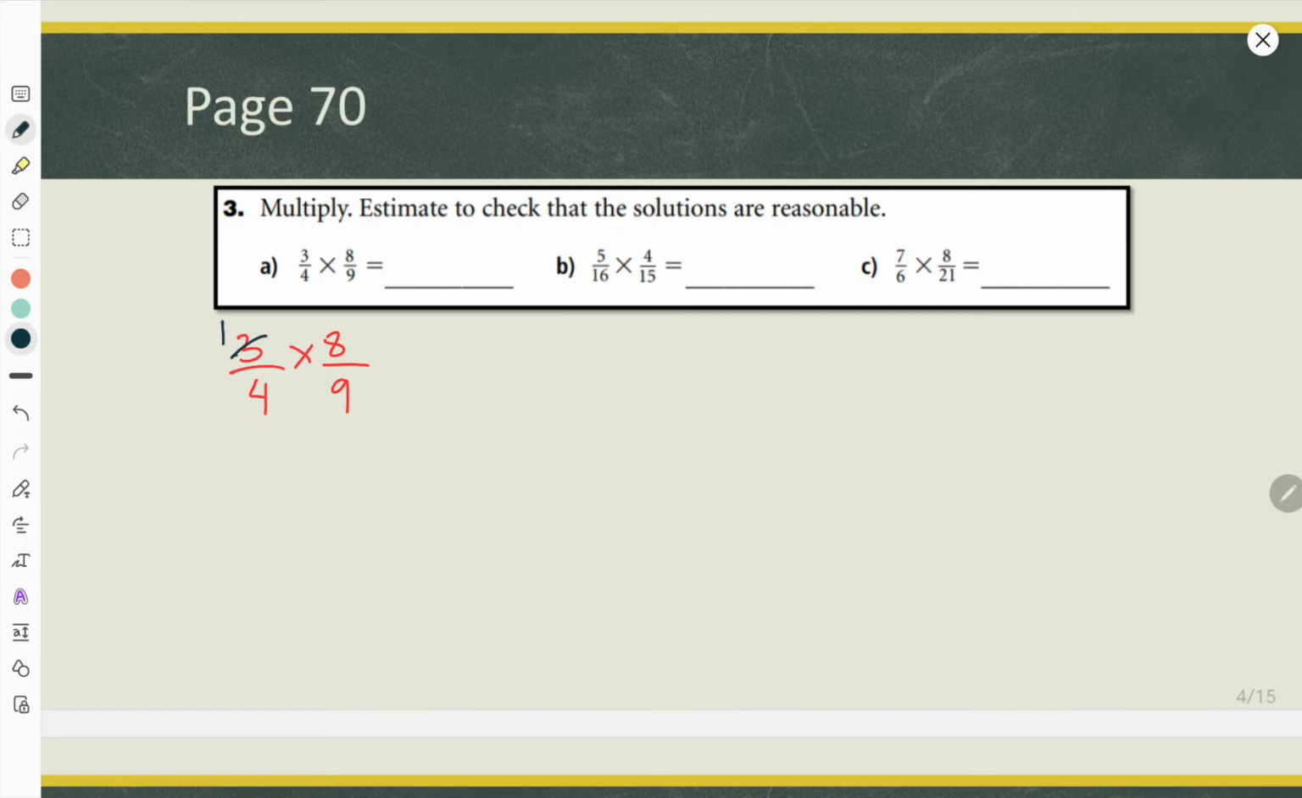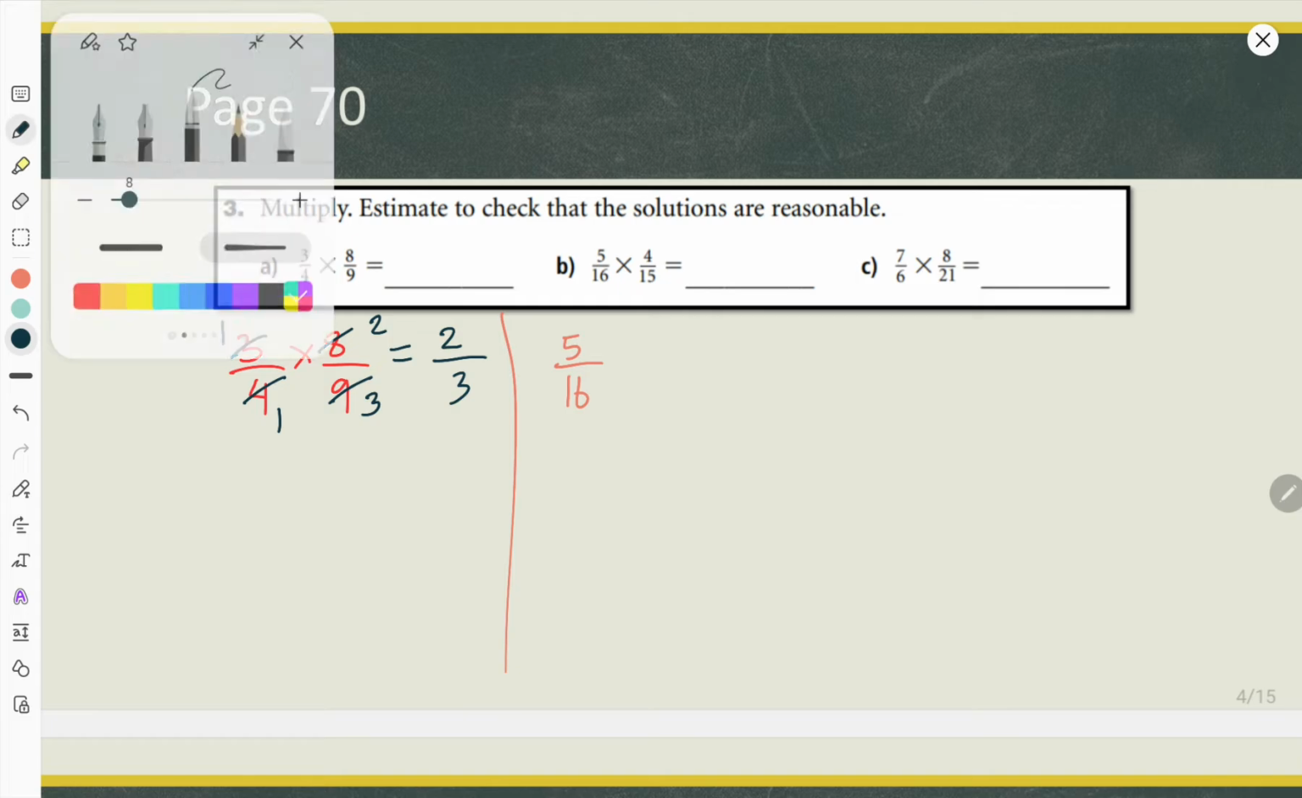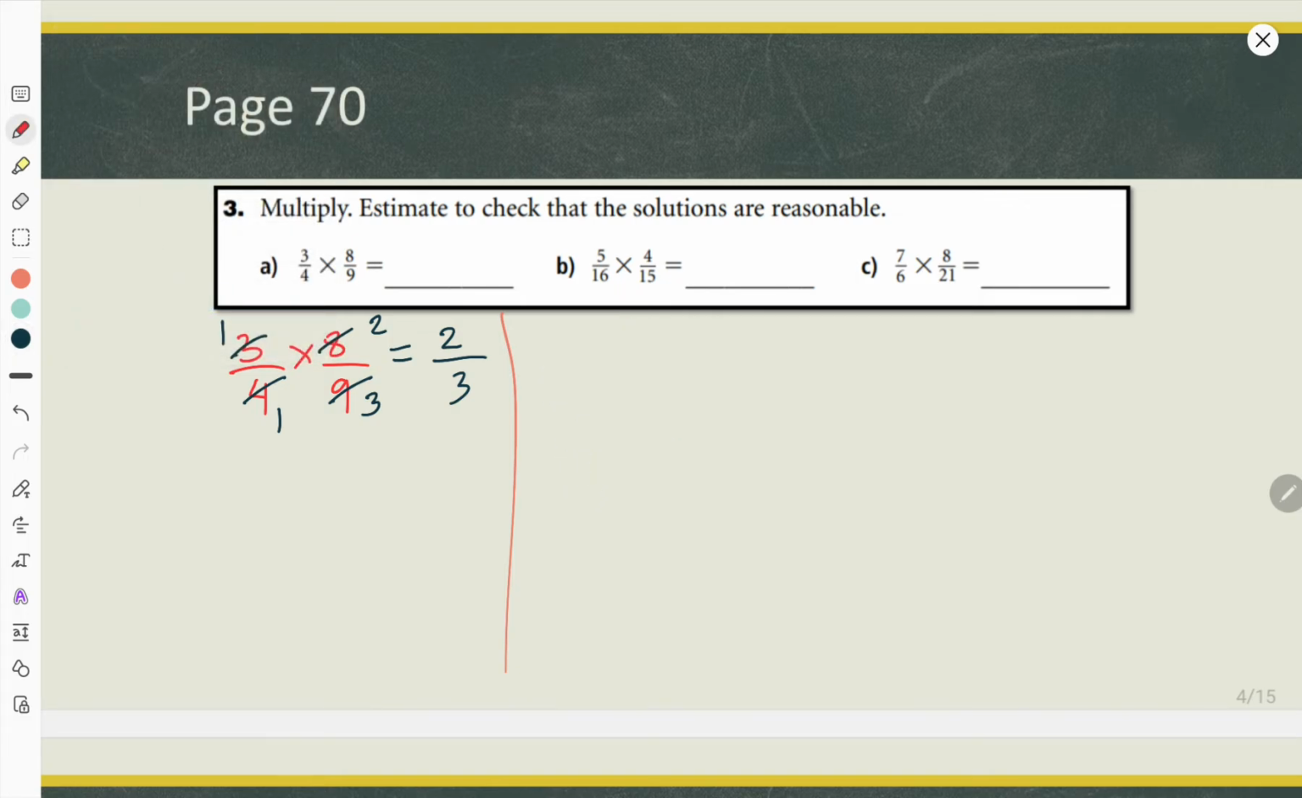We know that 3 will change to 1, 9 will change to 3, 4 will change to 1, and 8 will change to 2, correct, guys? So our answer is 2/3. Let's do the next one. So we have 5 over 16 times 4 over 15, right, guys? And we can simplify 1 and 4, 1 and 3, and our answer is 1 over 12.